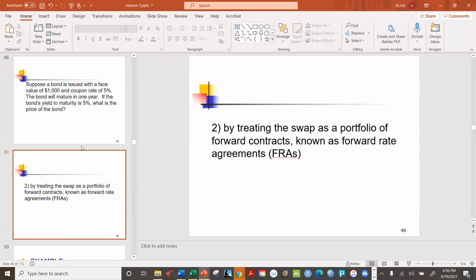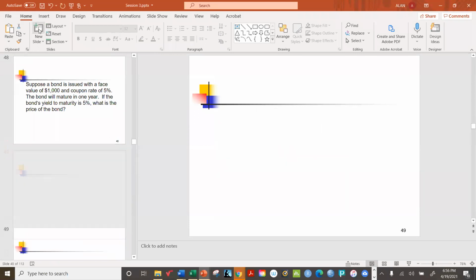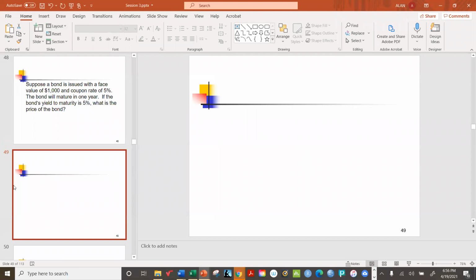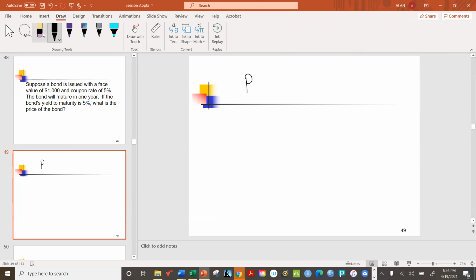Now, the yield to maturity is the discount rate that applies to the cash flow of a bond. So in this case, the price today, let's do a timeline here. Now we know for a fact that we're getting $1,050 in 1 year. That's the last coupon payment and the face value. So the present value, or the price today, is $1,050.